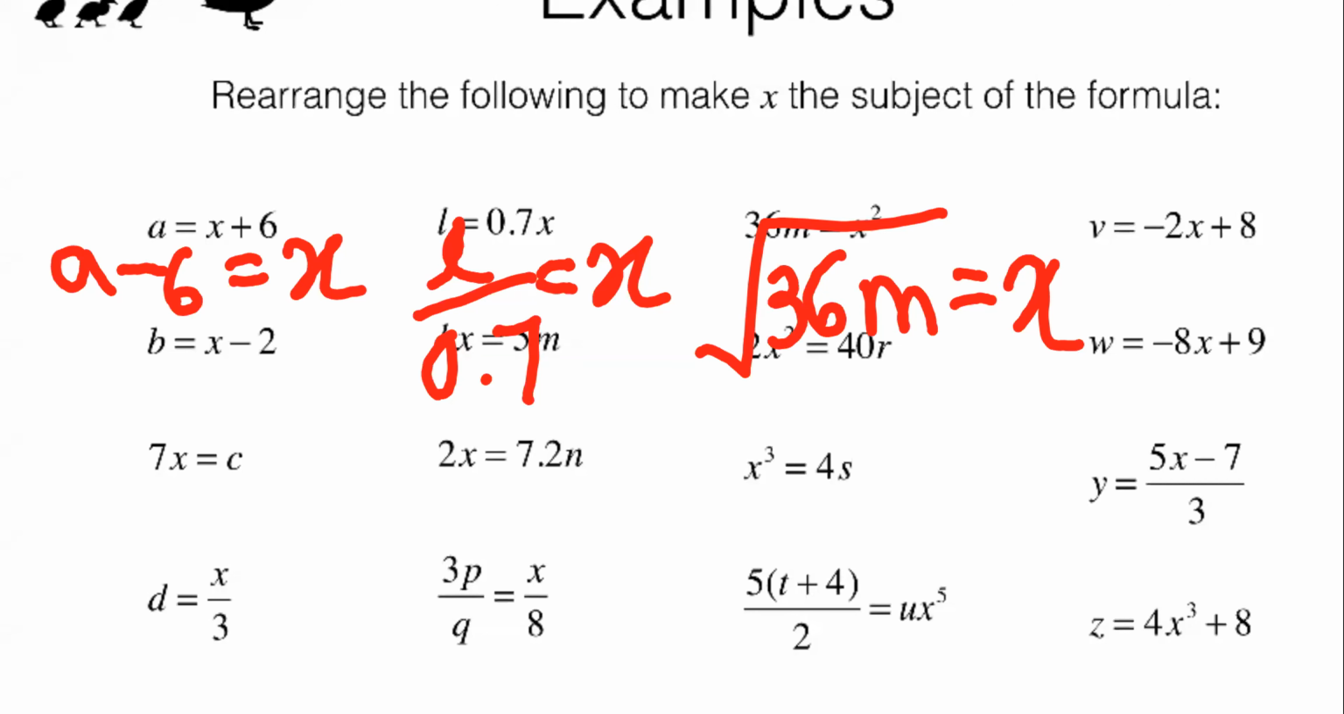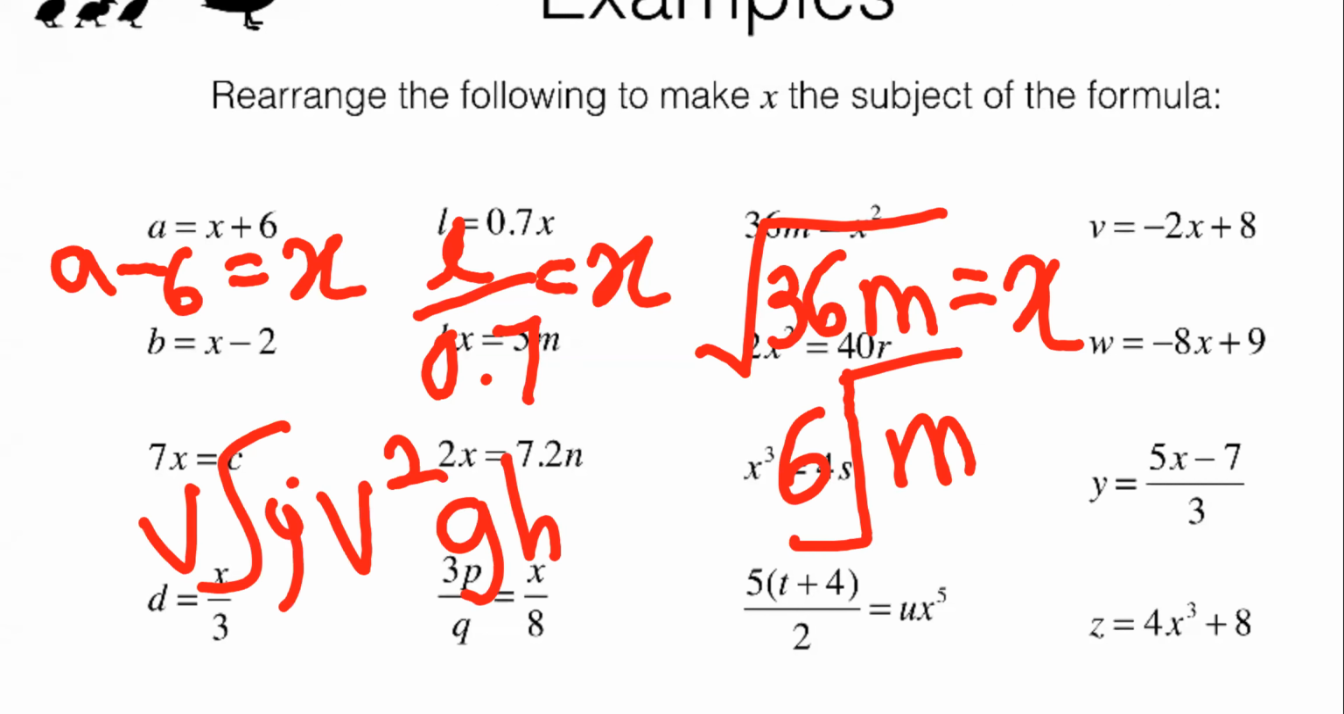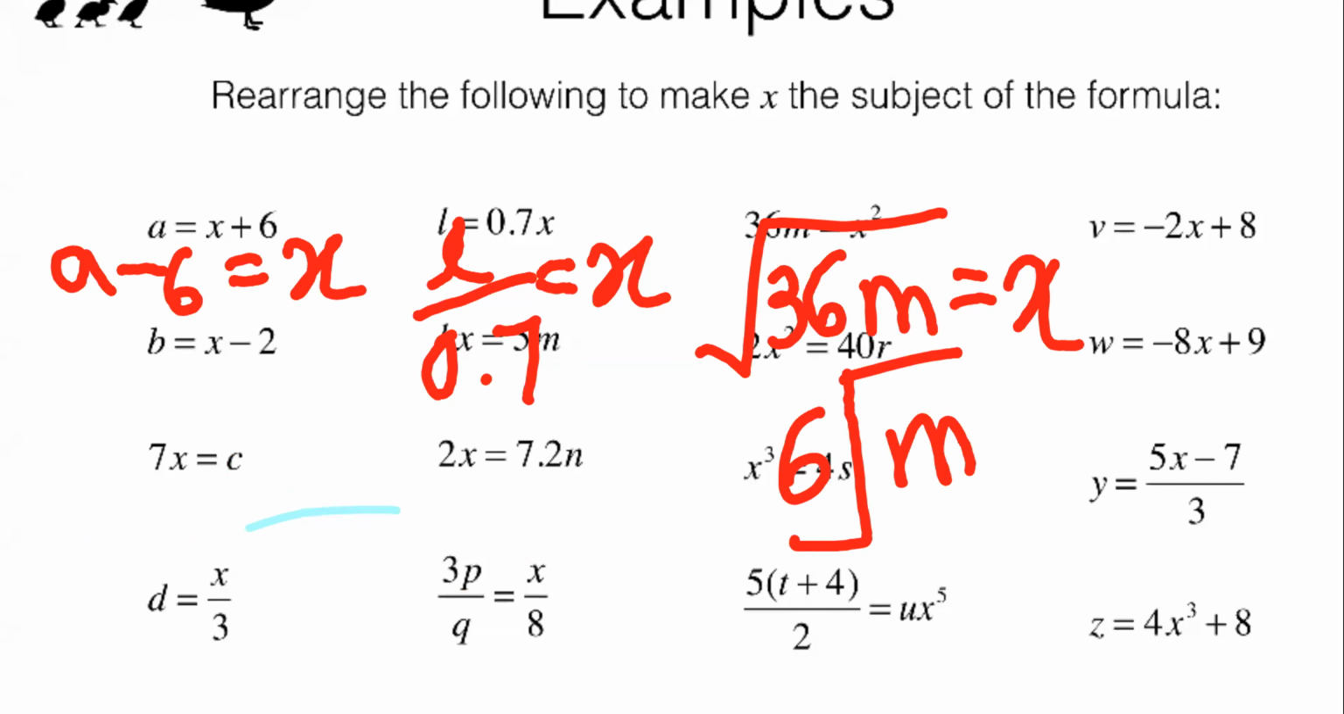Can we simplify that square root of 36m? Yes. As I told you before, you can take 6 out and put root m. Somebody asked me a question, can we put plus and all? In that case also I told you, you got something like v squared gh. We took v out and we put gh in the square root, like that only here. You can take it this way. Very good. Equal x. Right.